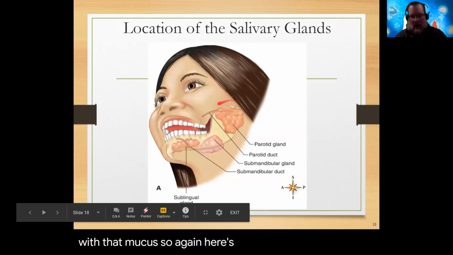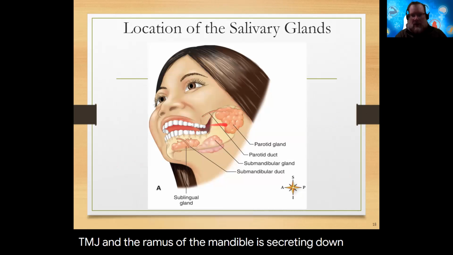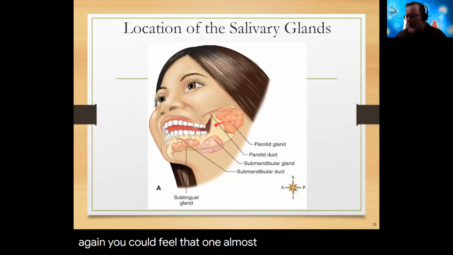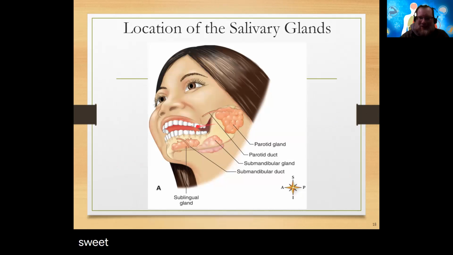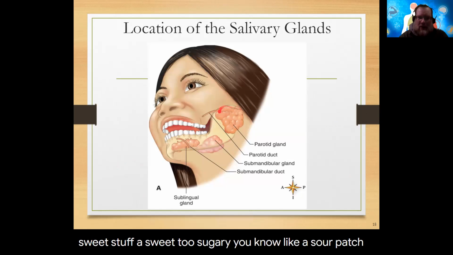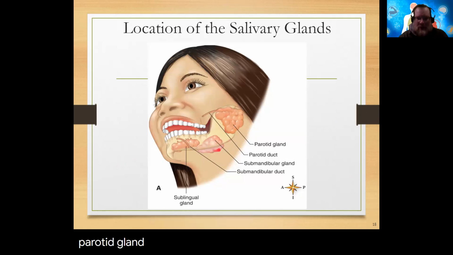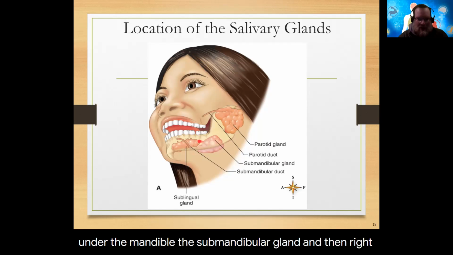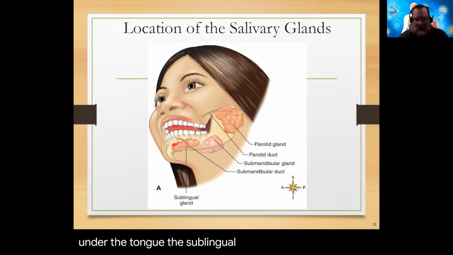So again, here's the parotid right up by the TMJ and the ramus of the mandible, secreting down. And you can feel that one almost kind of tingle or secrete, right? If you haven't eaten for a while and you bite into a piece of candy, especially something sweet and sugary, like a Sour Patch Kid or something, ooh, yeah, that'll get that parotid gland going and tingling. Then again, under the mandible is the submandibular gland, and right under the tongue, the sublingual gland.